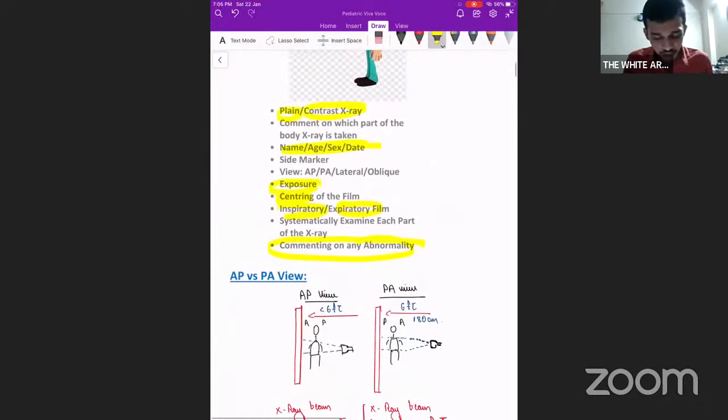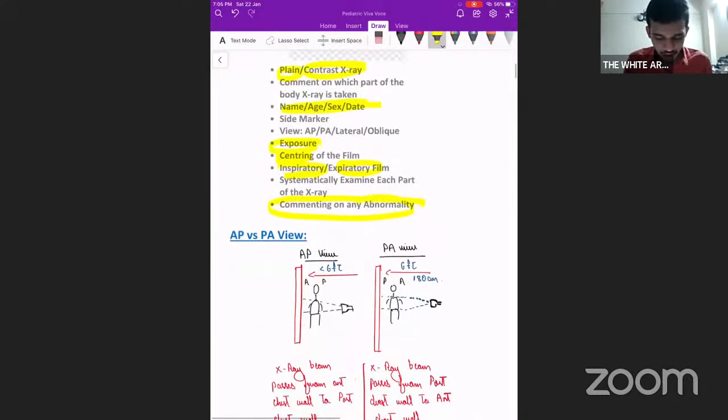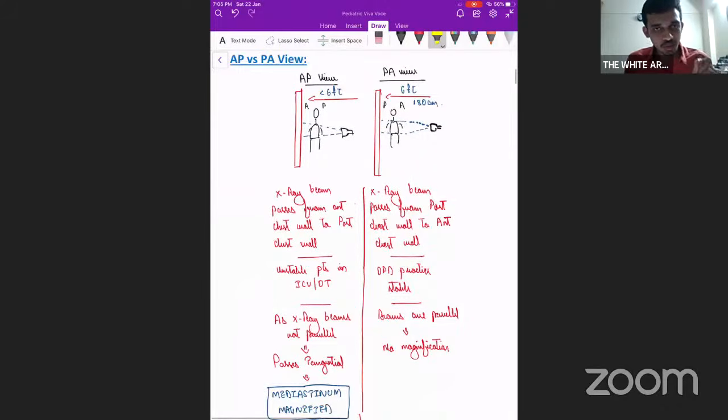Next is, how do we tell whether it is an AP view or PA view, correct? The difference between AP view and PA view is that the AP view is taken from close. It is taken close to you. If you are here, it's taken closely, correct? So the distance between the X-ray film and the X-ray beam projection is just less than 6 feet.